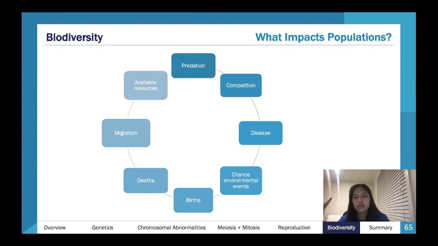So these are all very intuitive as to how they would impact populations, but it's important that you can, again, apply. So if you're given any sort of scenario, being able to understand, oh okay, they're talking about migration, okay, they're talking about competition. Now I'm going to write about this and mention how it affects a population.